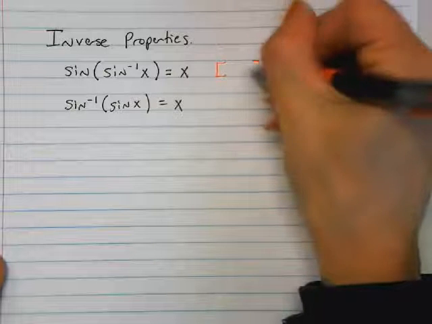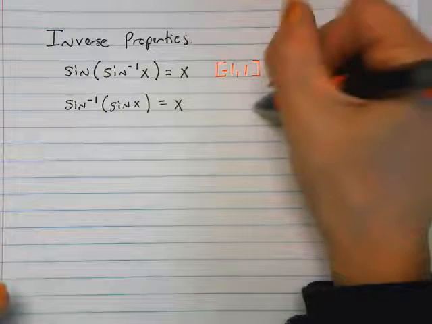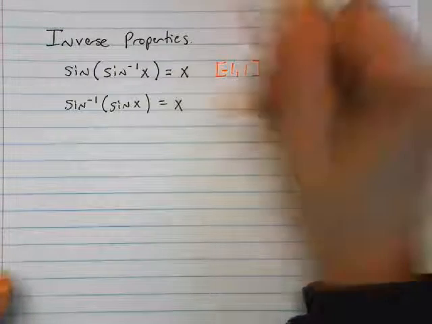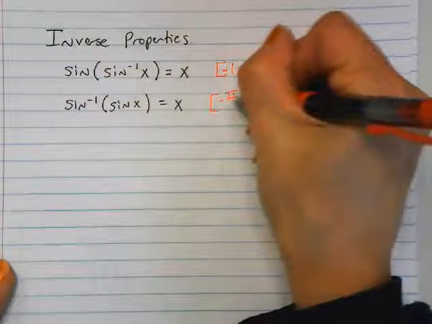This is going to be from -1 to 1, right? Because sine oscillates between -1 and +1. The inverse sine, however, oscillates between -π/2 and π/2.